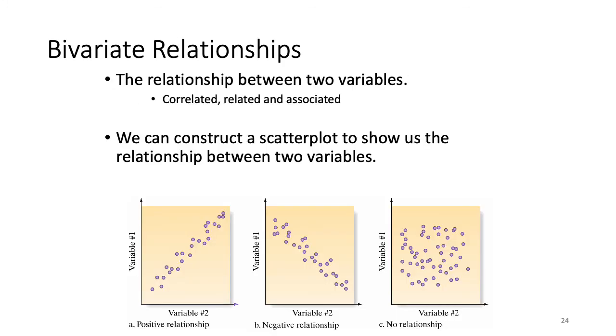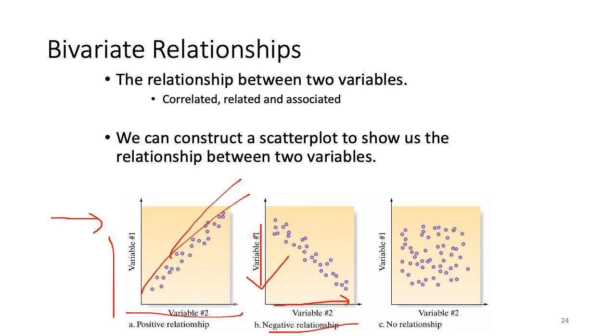The relationship between the variables can be correlated, related, associated, etc. We can construct scatter plots to show the relationship. For variable 1 and variable 2, there's a positive relationship. So as variable 2 increases, variable 1 increases. In part B, we have a negative relationship. This states, as you increase variable 2, variable 1, which is the dependent variable, decreases. In this case, we can't really see a relationship, and therefore it is not clear.